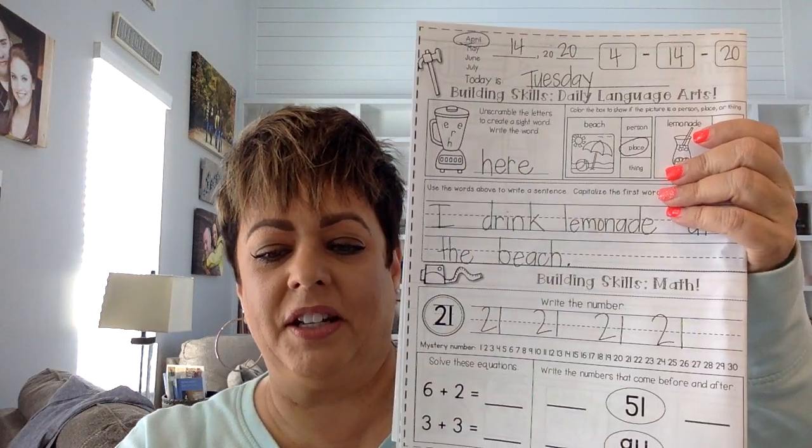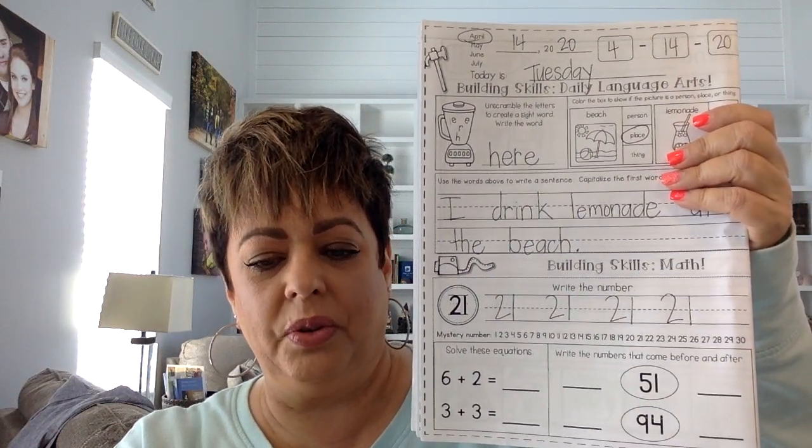2 and a 1. And then you're going to do a finger space and do a 2 and a 1 again. And a finger space and a 2 and a 1. We make the number 21 with a 2 and then a 1.